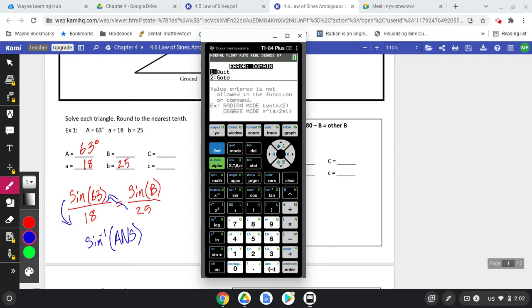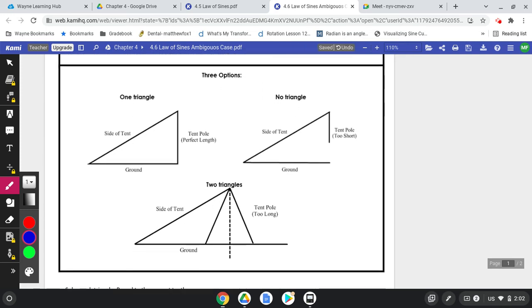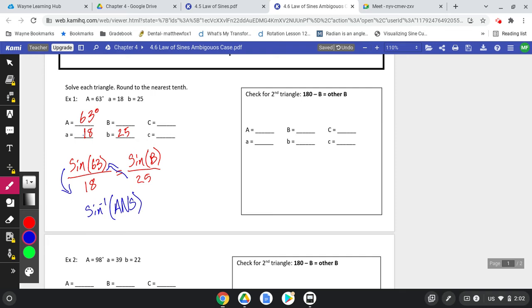Okay, I hit enter, and we got an error. The reason we got that error, if we look at these three pictures, which of these would be an error? Hopefully you know that means no triangle. It doesn't mean we did it wrong. It means there is no triangle. So I'm going to put no triangle.